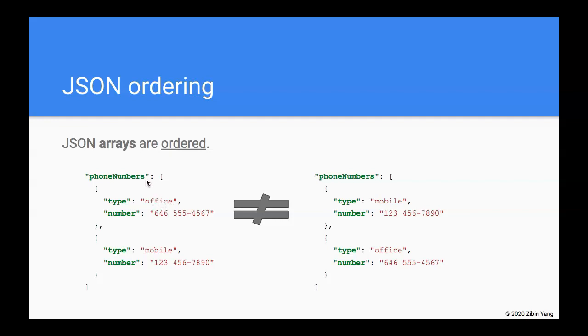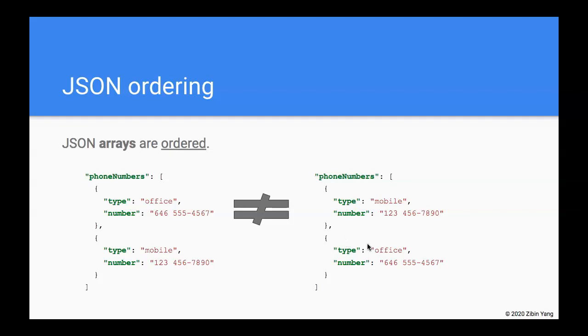So if, for the array of phone numbers, we specify the office phone number before the mobile phone number, and then in another array we specify the mobile phone number before the office phone number, these two are not considered the same array. Sure, to a human being, we might think, oh, they contain exactly the same information. But as far as the JSON definitions are concerned, when you do an equality test, they are not equal because the orders of the elements are different.